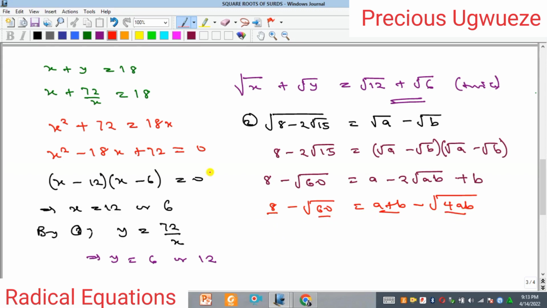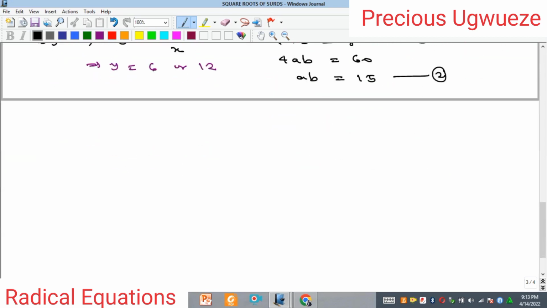So we can have that a plus b will be equal to 8 as equation 1. And then 4ab will be equal to 60, and from here I can divide through by 4, and that will give me ab is equal to 15, and I can call this equation 2. And from equation 2 you can quickly see that, if we do exactly what we did initially, our b is going to be equal to 15 all over a, and then we can substitute this into equation 1.